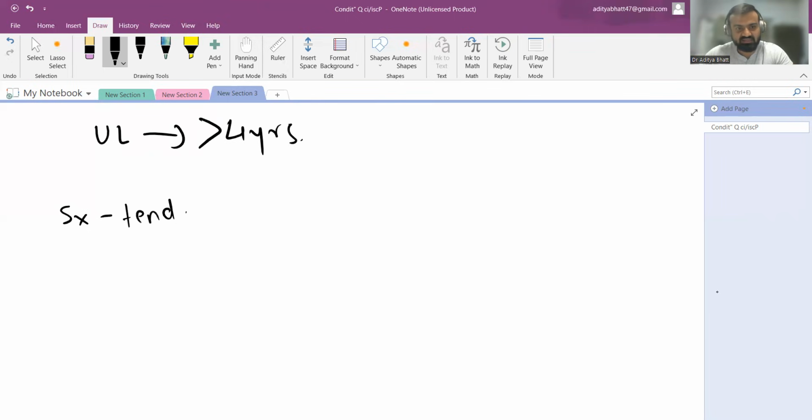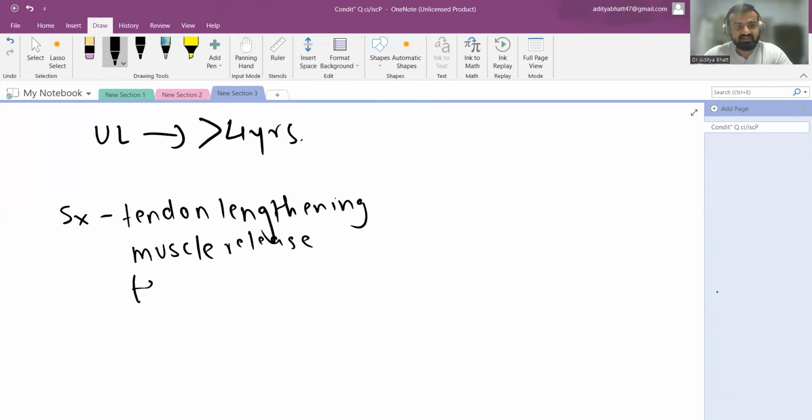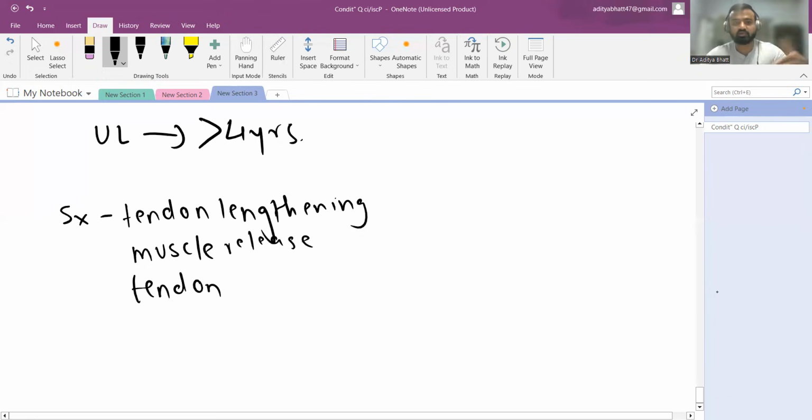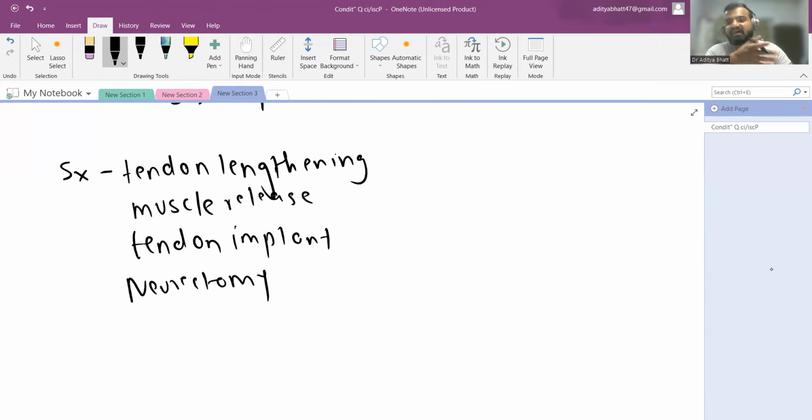So we can go for tendon lengthening, in which we do tendo-Achilles lengthening, or we go for muscle release. The contracted muscle we release, or we go for tendon transfer. We transfer the pronator tendon to some other tendon, like a less used tendon. You can also go for neurectomy. That is very important. If the patient has varus, or if the patient has a club foot and is not able to walk, then all that management you have to go for.